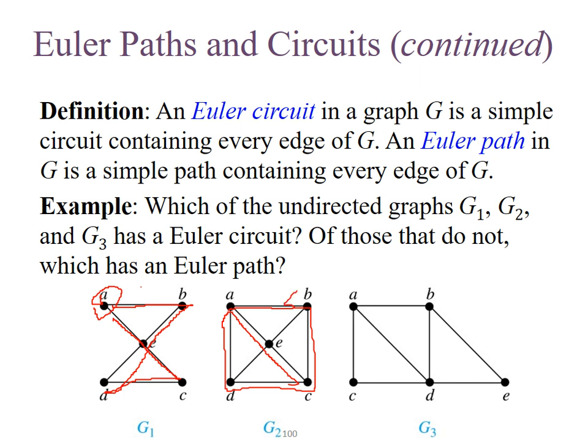Okay, if we start from A, we can travel from A, B, E, D, C, A, D, B. In that case, we travel all the paths in the graph G3, but we cannot go back to the initial vertex. So we have an Euler path in G3.